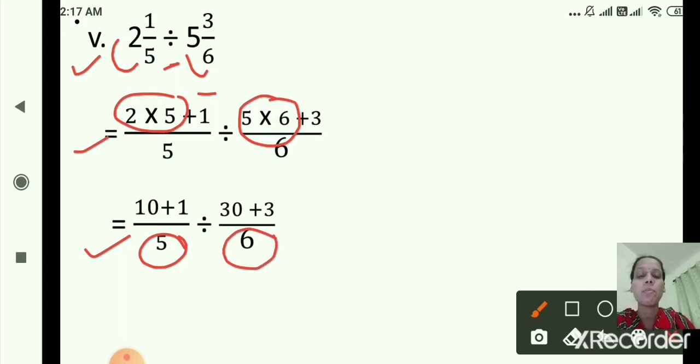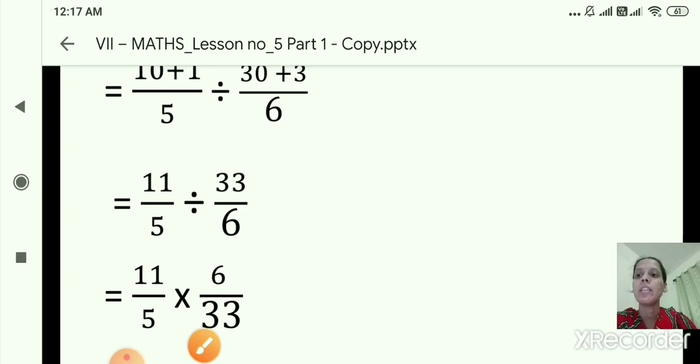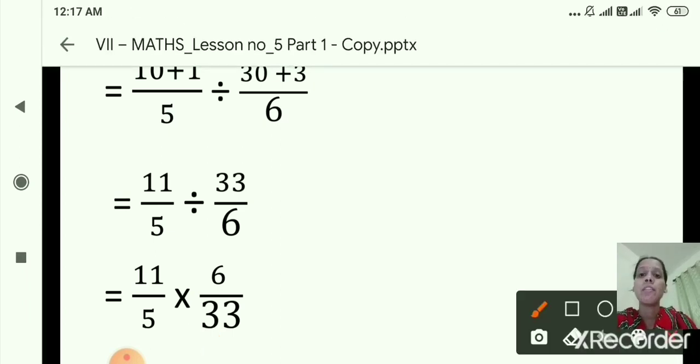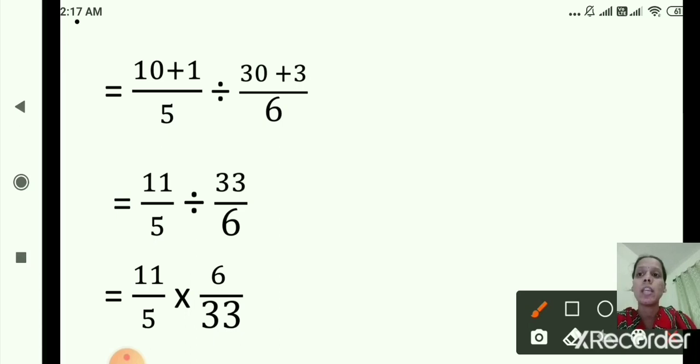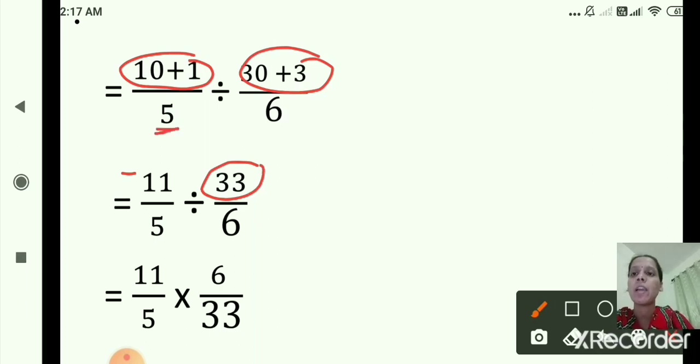Now after this, hope you are clear till here. A mixed fraction is given. First we will convert the mixed fraction into a simple fraction. Now the next step is, 10 plus 1 divided by 5, in between the division sign, 30 plus 3 upon 6. So 10 plus 1, that is 11, and 30 plus 3, that is 33, and here it is 5, and here the denominator is 6, written as it is. In between, the division sign. Now see here, we got simple fractions. Now we can do division.